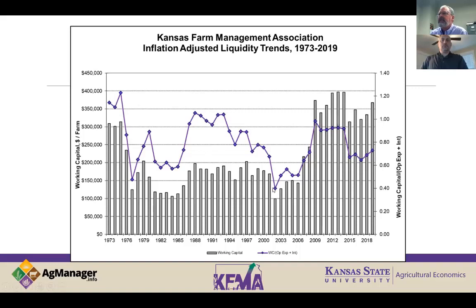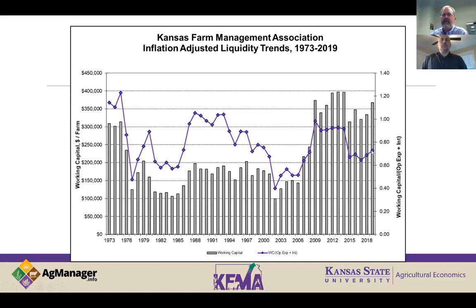The low across this 50-year history is here in the early 2000s when it got down below 40%. During the strong years of 2007 through 13, we were up here around a 90% level, and then more recently the average for 2018 ends up coming in here at about 73%.